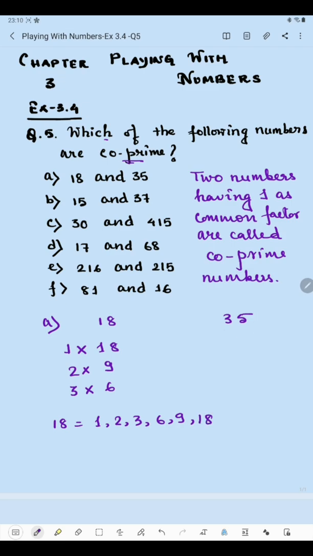So the factors of 18 are 1, 2, 3, 6, 9 and 18. Now factors of 35. 1 into 35 is 35. Then 35 cannot be divided by 2, 3, 4. Then we will take 5. 5 7s are 35. So the factors of 35 are 1, 5, 7, 35. Now see, here we can see only one as a common factor. So we can say that 18 and 35 are co-prime numbers. Okay. So we will write, therefore these are co-prime numbers.